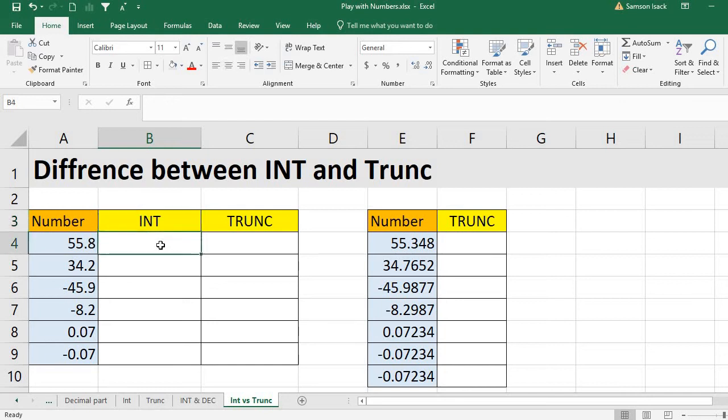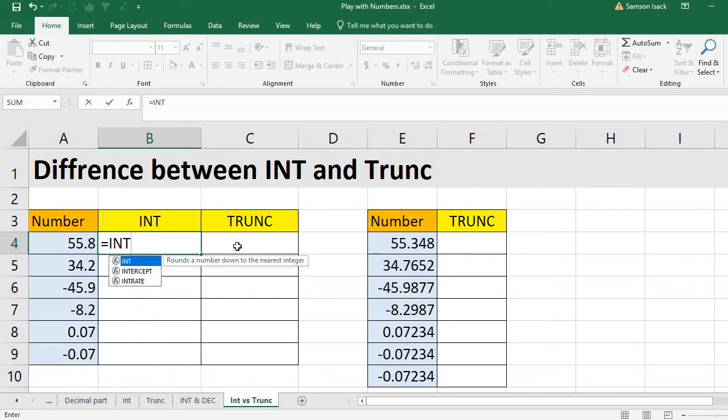So we will go to the INT function. We have a set of numbers. We are going to perform the INT function as well as the TRUNC function on them, and you will see the difference. INT, you can see here, rounds a number down to the nearest integer. It doesn't say it is the integer, it is down to the nearest integer.